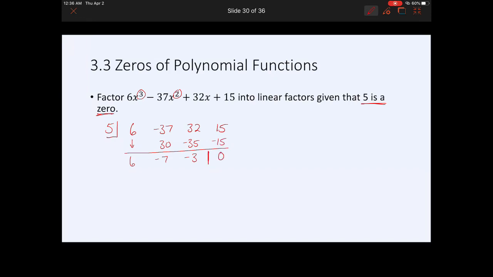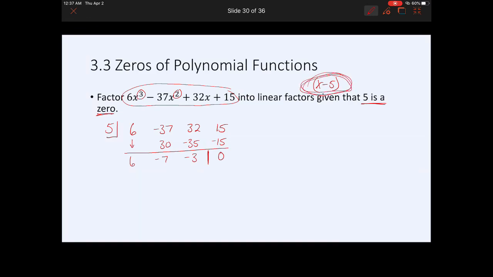Now, we're going to take the 6, we're going to bring it down. 6 times 5 is going to be 30. Negative 37 plus 30 is negative 7. Negative 7 times 5 is negative 35. 32 minus 35 is negative 3. Negative 3 times 5 is negative 15. 15 minus 15 is 0. So that one does give us that remainder of 0.